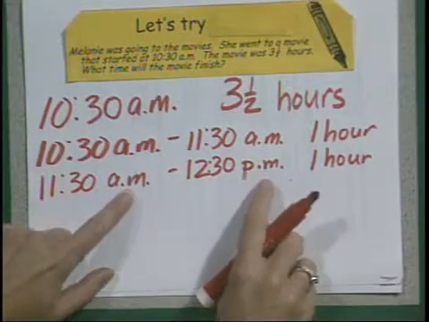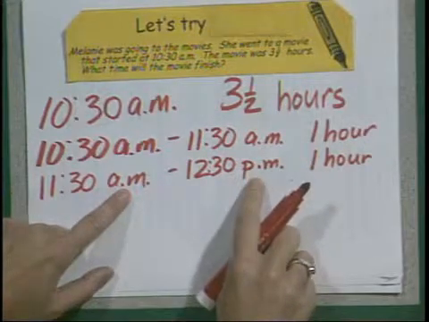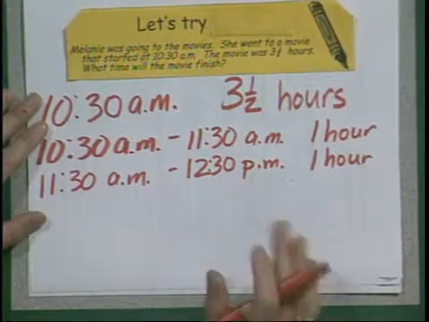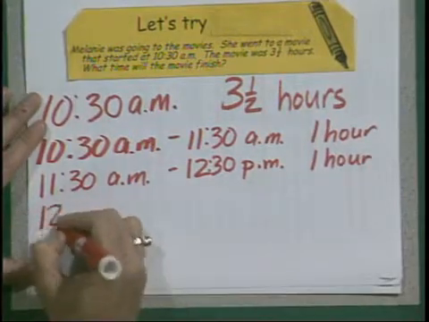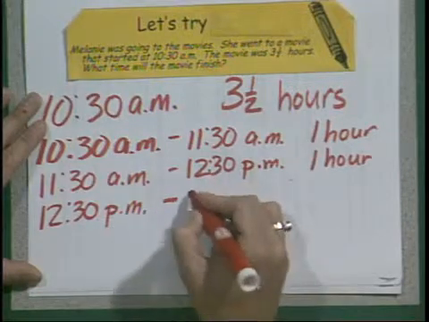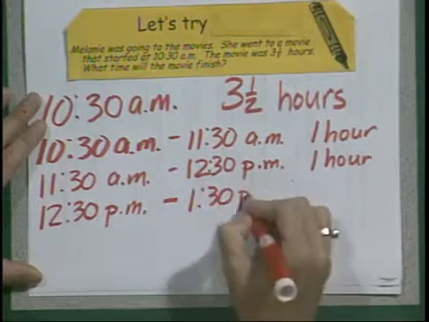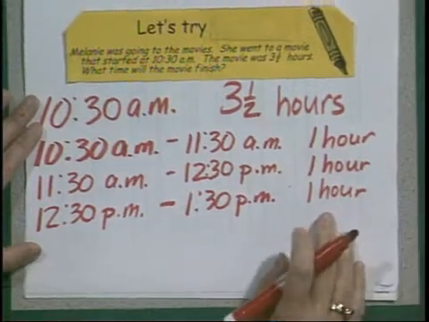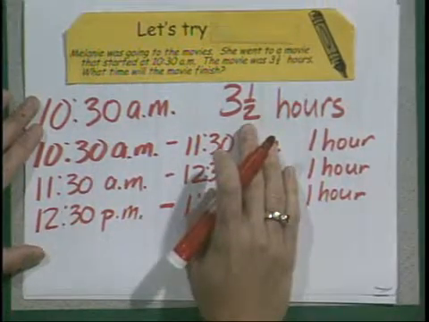So be very careful to look at your a.m. and p.m. when you're working out a problem to see if somewhere in your problem you're switching between a.m. and p.m. Be very careful. We then went from 12:30 p.m. and we added on our third hour, and that brought us to 1:30 p.m. So there, we added on our 3 hours. We then need to go back and add on our half hour. Since an hour is 60 minutes, then a half hour is 30 minutes.